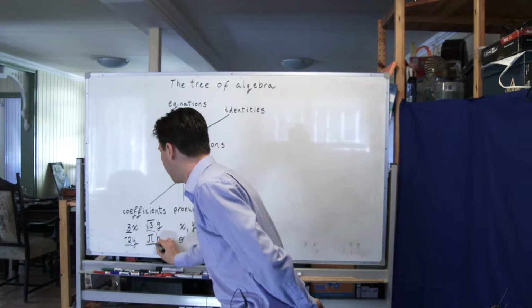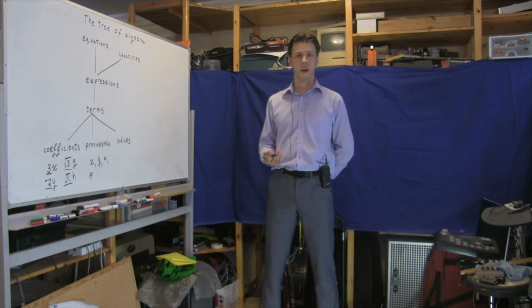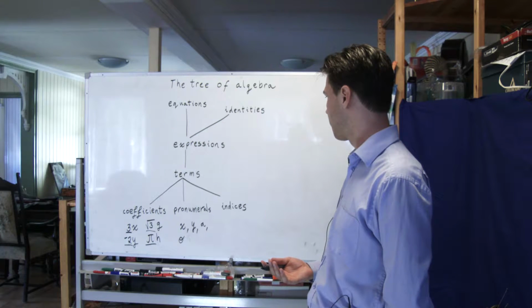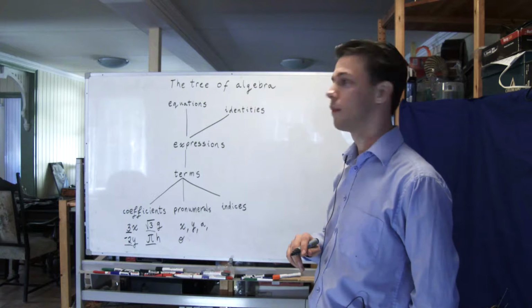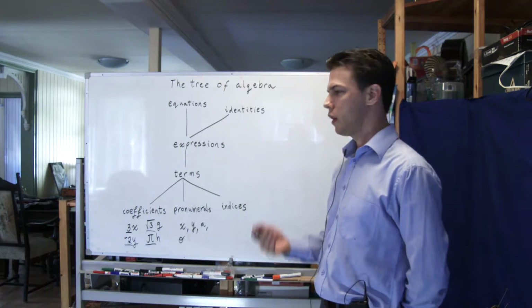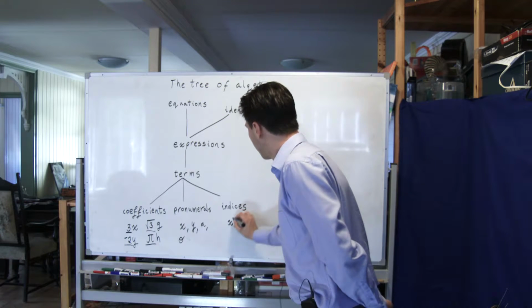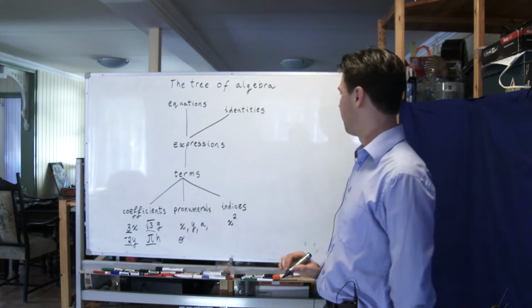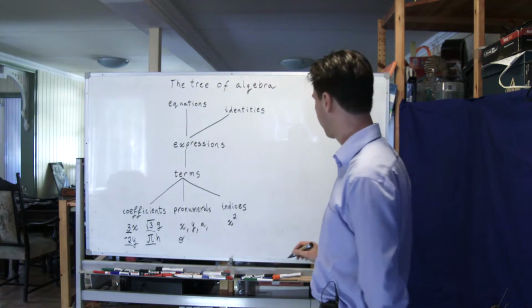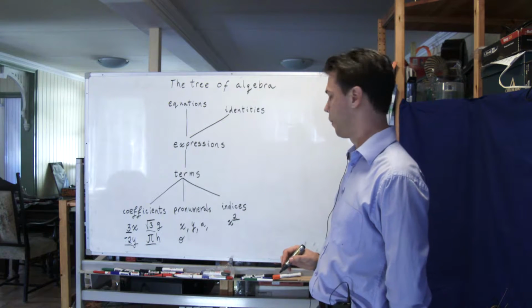We could have pi times h. Pi is our favorite number. It's 3.14, infinite number of digits. I memorized about 2 of them, and pi would be the coefficient in that case. Now, indices. When you hear indices, think powers. So, x squared. In this case, the pronumeral is x. The index, the power, is 2. It's x to the power of 2.